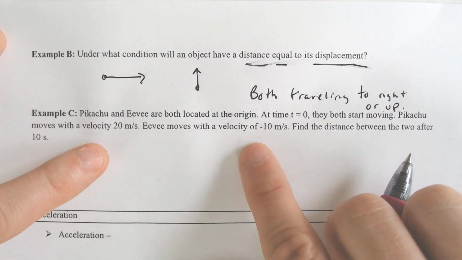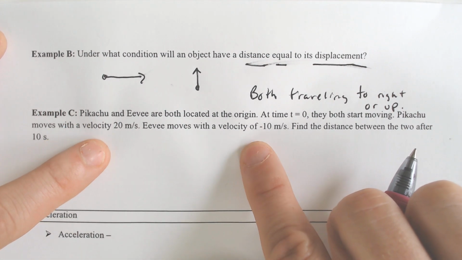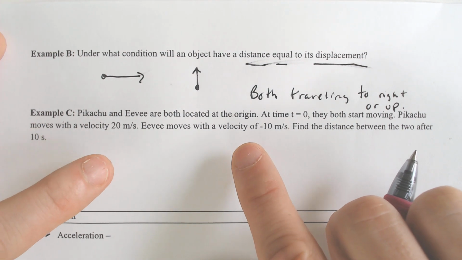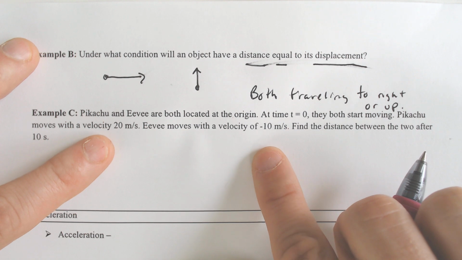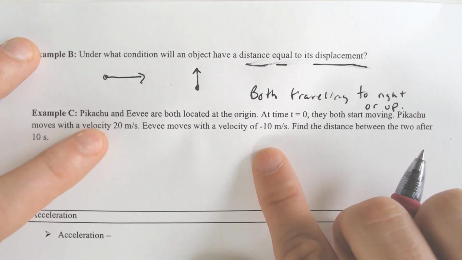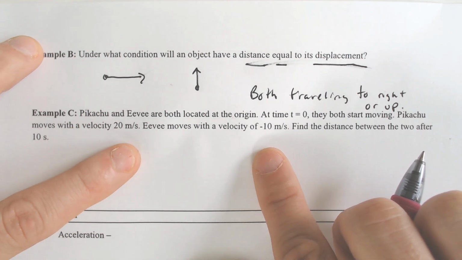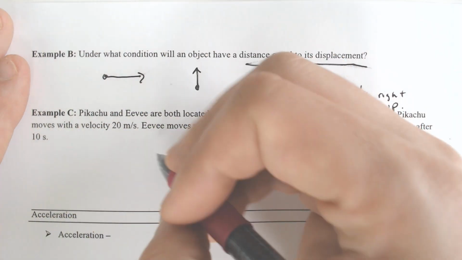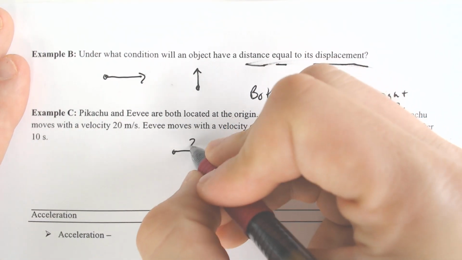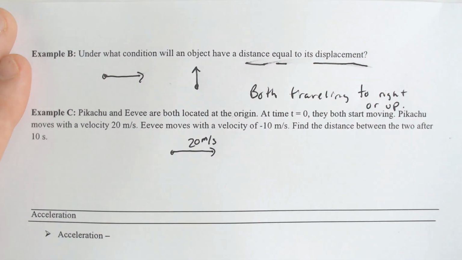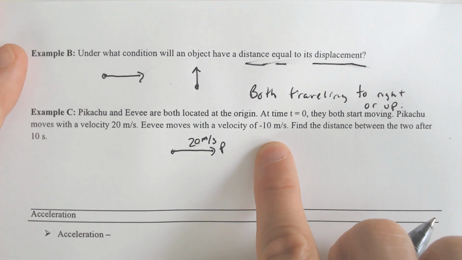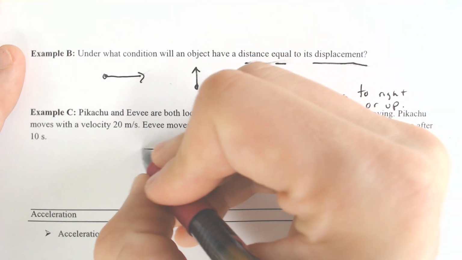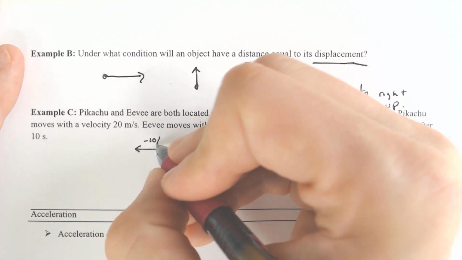So both of these are considered vector quantities, and therefore the direction matters. That's the whole idea of vectors, so that we know where things are going. Well, we know that Pikachu is moving 20 meters per second, assuming he's moving on the ground, to the right. That would be Pikachu. And then we have Eevee, who is moving at a velocity of negative 10 meters per second, and that would be to the left.